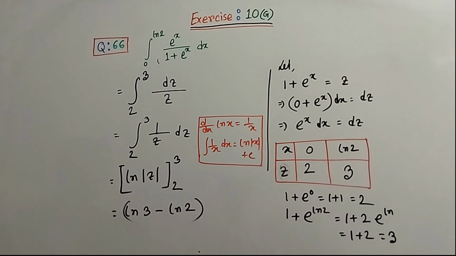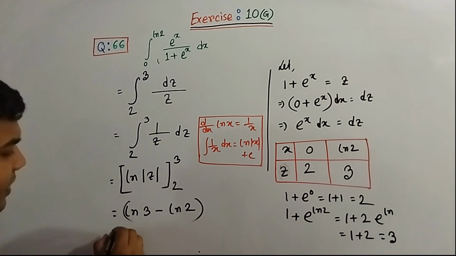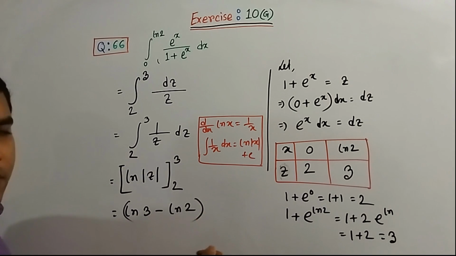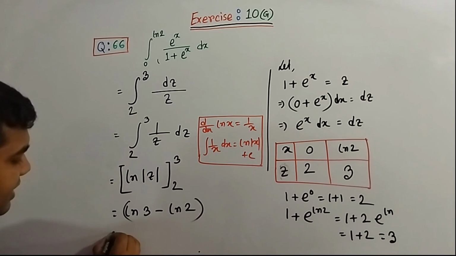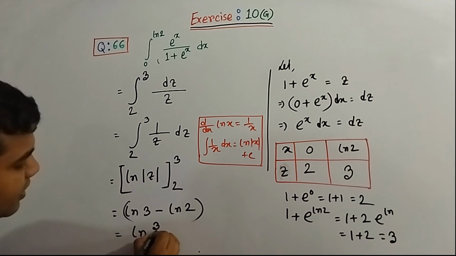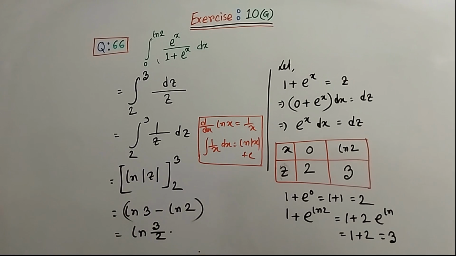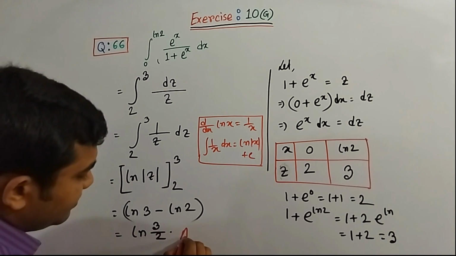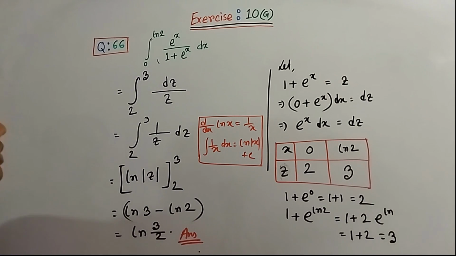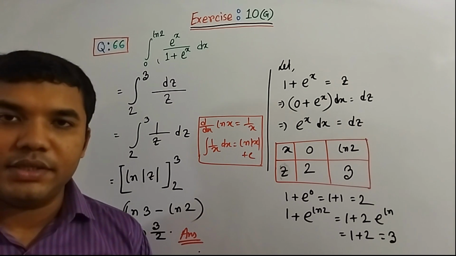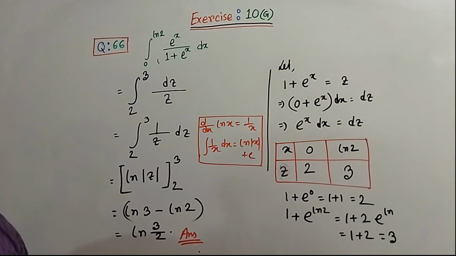So what will be the value of ln 3 minus ln 2? No need to go for a calculation, rather we know log a minus log b is log a over b, so this can be written as ln 3 over 2. So this ln 3 over 2 will be our required answer. My dear students, I think you all can understand how we can solve these types of problems.